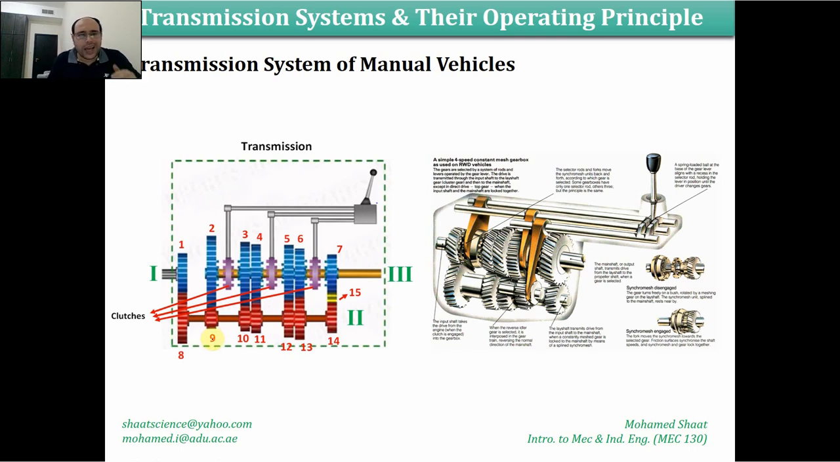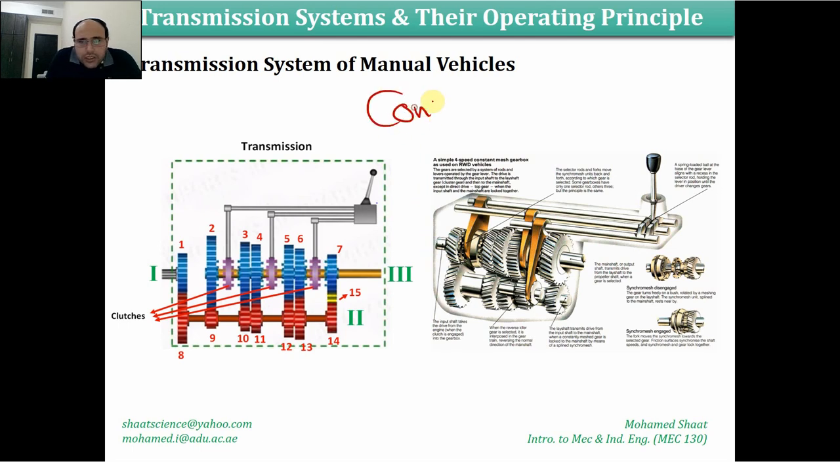The same thing for 9 and 2: one of them is the driver, the second one is the driven. The same thing for 10 and 3, 11 and 4, 12 and 5, and so on for the other gears. Forget about 7, 15 and 14 for now, because this is a special mechanism that we are going to talk about. But in general, we have 1, 8, 2, 9, 3, 10, 4, 11, 5, 12, 6, 13. These are couples, pairs of gears. One of each couple is going to be the driver, the second one is going to be driven. Make sense?